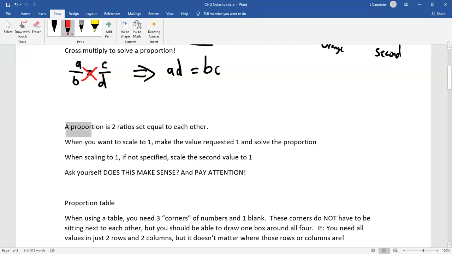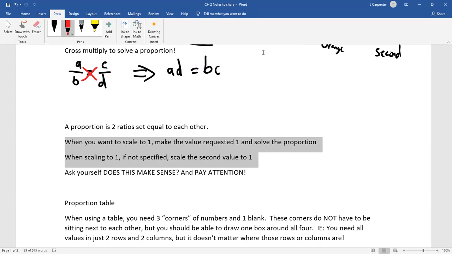So we already said this. A proportion is two ratios set equal to each other, where you'll go apples over oranges on the left and apples over oranges on the right, or Monday over Monday on the left and Tuesday over Tuesday on the right, something like that. Sometimes we're going to be asked to scale something to 1. Sometimes we'll have to scale it to 1 by logic and reasoning. We'll have to know to do that. Sometimes we'll also be asked to scale something to 100. Sometimes we'll be turning something into a percent, which means to scale it to 100. So this is not the end-all be-all. That second line is, but let's say, when you want to scale something to 1, make the value requested 1 and solve the proportion.